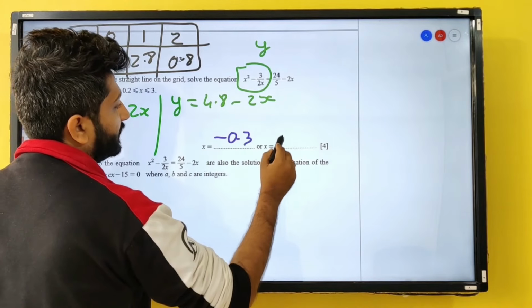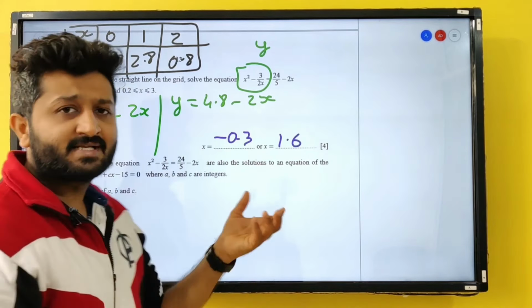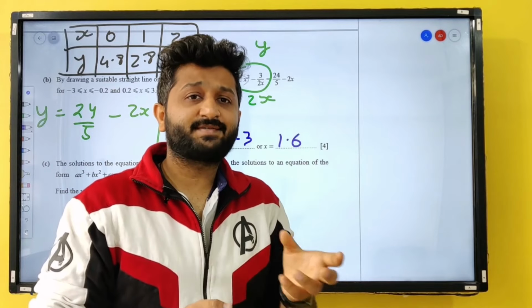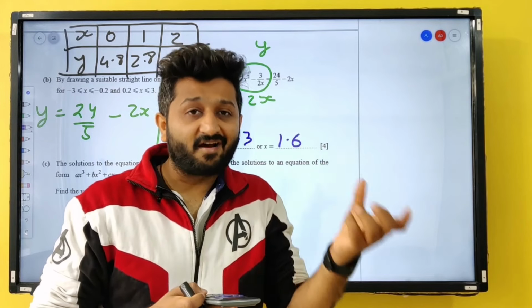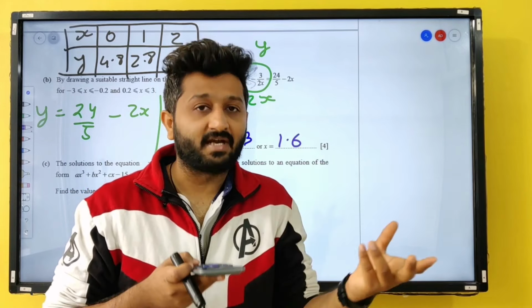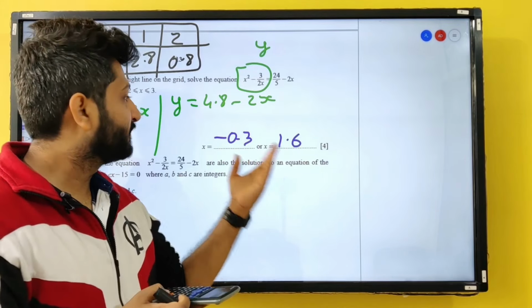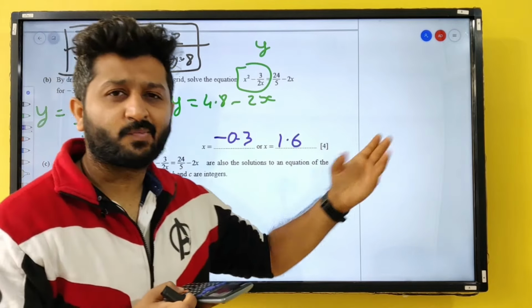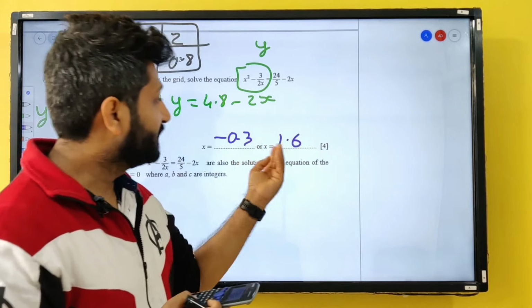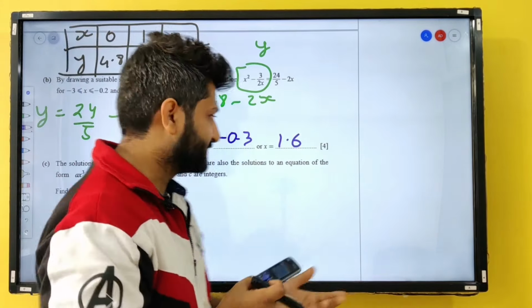Minus 0.3 and 1.6. Your answers might vary because this is a graph and you have drawn it freehand, so your answers would be in a range. Let's say the answers would be from minus 0.2 to minus 0.35, and 1.4 to 1.7, something like this.